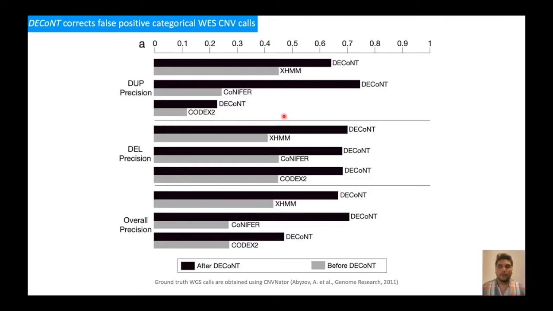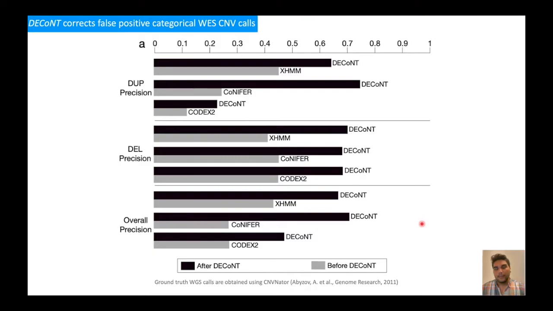The largest gain is in duplication call precision for Conifer, which is improved by 2 folds, that is from 24% to 75%. And the largest gain in deletion call precision is again obtained for Conifer, which is improved by around 50%, which corresponds to an increase from 45% to 68%. Also, the overall precision is improved by 1.6 folds, which is the increase from 27% to 71% for Conifer.